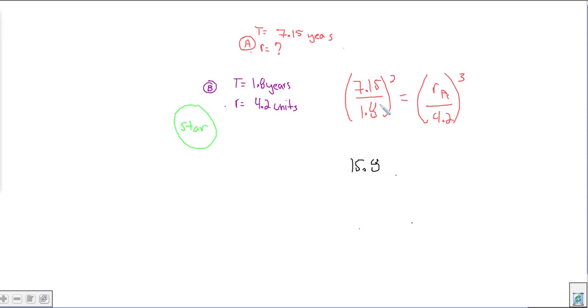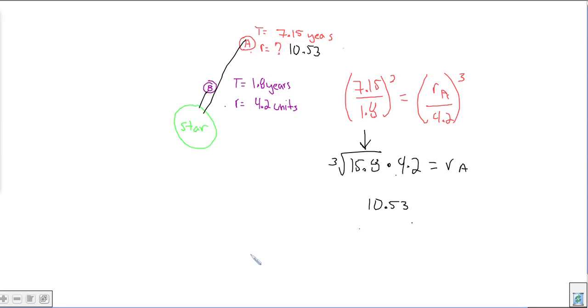To get rid of the cube here, I could take the cube root of this and then multiply by 4.2, and that's going to equal the radius of A, which, if we calculate that out, happens to be 10.53 units. So that makes sense. 10.53 units right here would be the distance here. If this is 7.15 and this is 1.5, that seems about right. So you know that there's a relationship between those two, and you can figure that out.